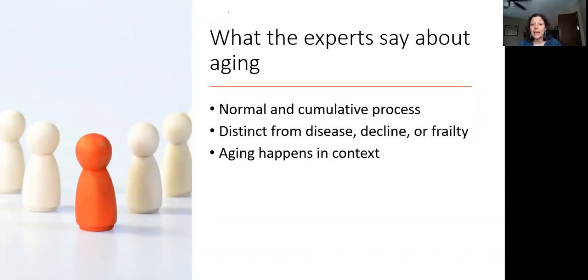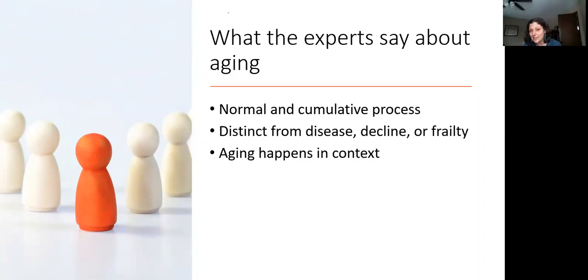Here's the next piece. Aging happens in context. I mentioned this already, but the things that happened to us or that we experienced or the environments that we were in when we were younger influence us as we get older. And they actually change the way that we age. They change our ability to maintain our health in ways that we can't necessarily control or predict. So the environments that people grow up in, where they work, where they live, where they age, influence our health and well-being throughout our entire life.